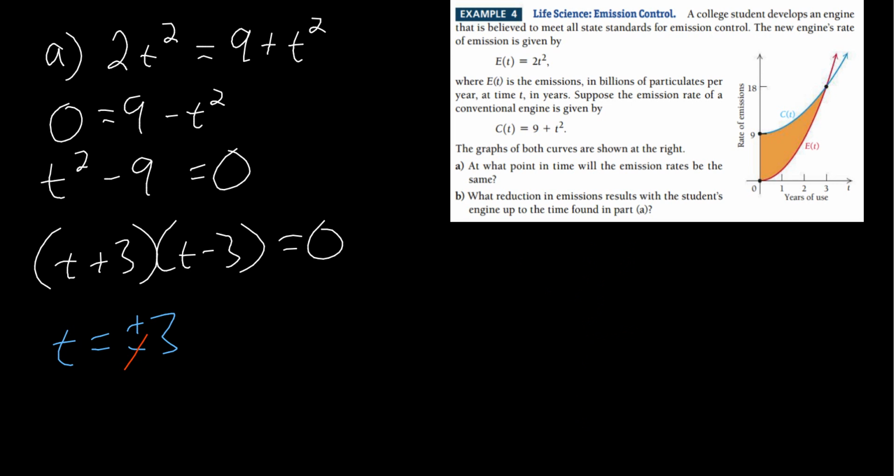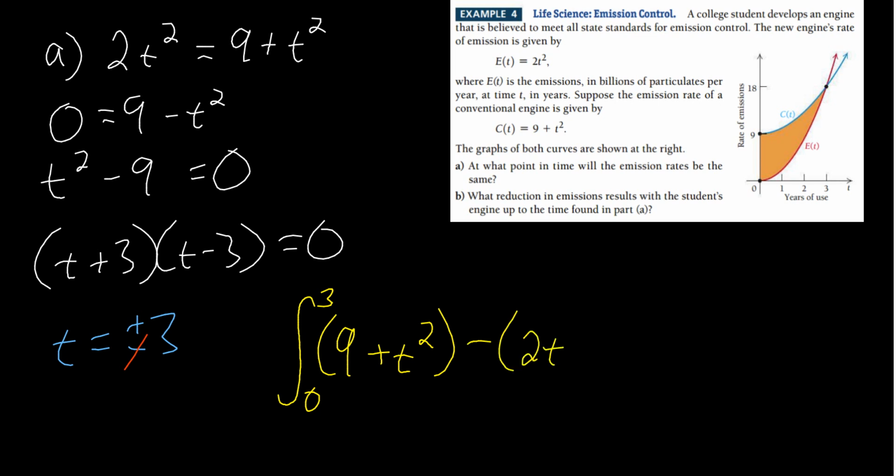And then B, what reduction in emissions results with the student's engine up to the time found in Part A? Well, we have our interval. Our interval is from 0 to 3, and all we have to do is set up the integral. We have our interval, and we need to set up our integral. So from 0 to 3, the CFT is 9 plus t squared, and they're going to subtract 2t squared dt.